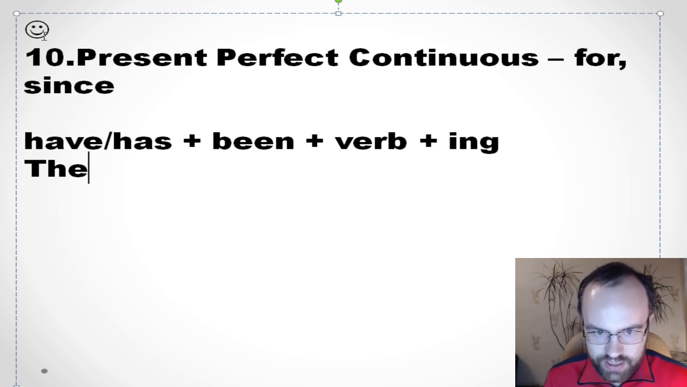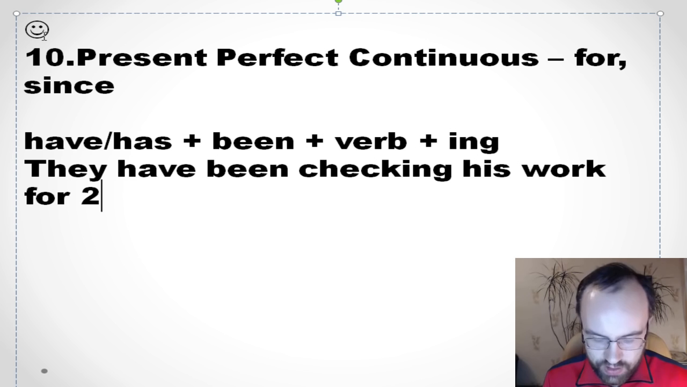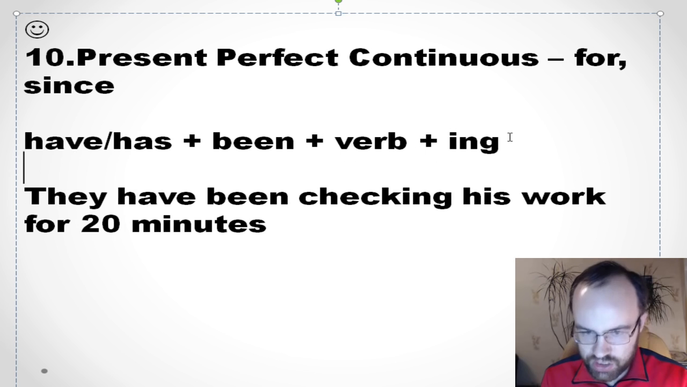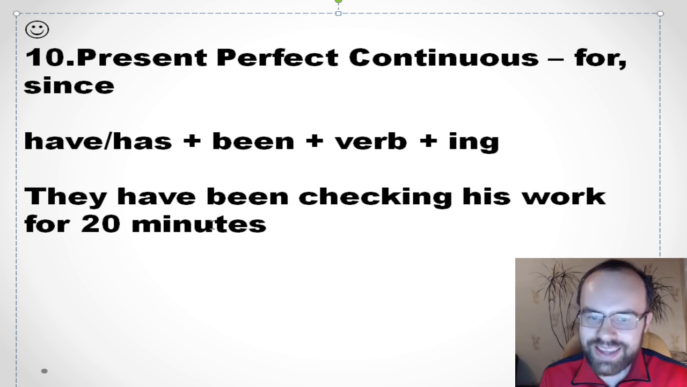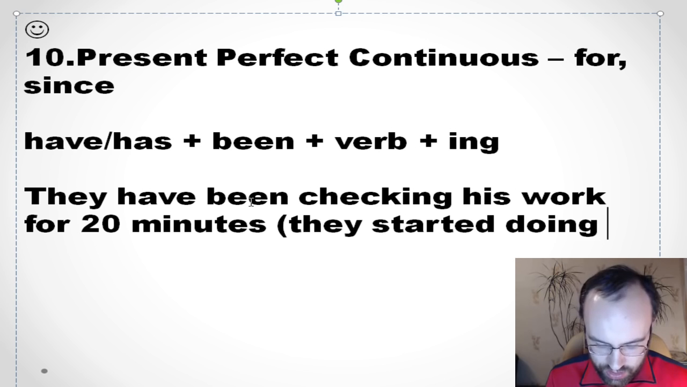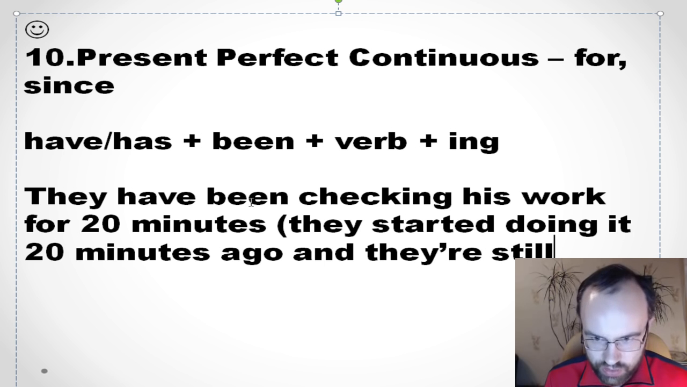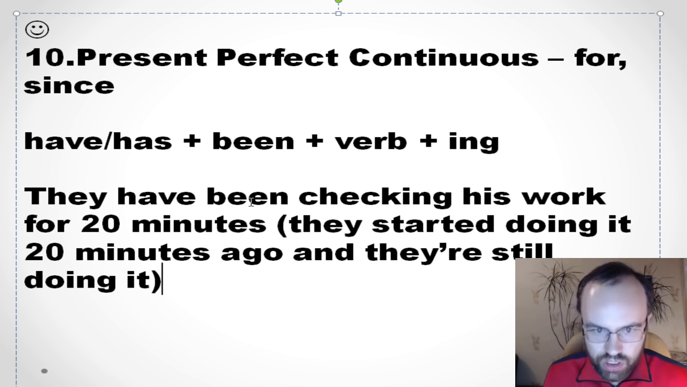For example, I can say they have been checking his work for 20 minutes. What does it mean? It means that they started doing it 20 minutes ago and they are still doing it. Okay, so they started, it's a very important thing, they started doing it 20 minutes ago, and they are still doing it. Okay, it's a very important point.